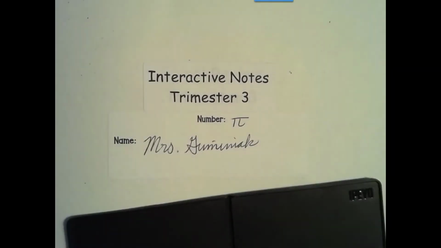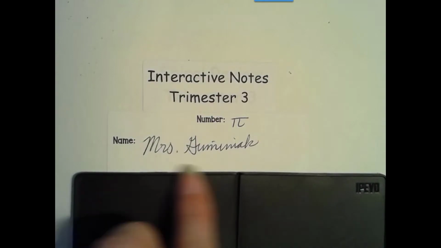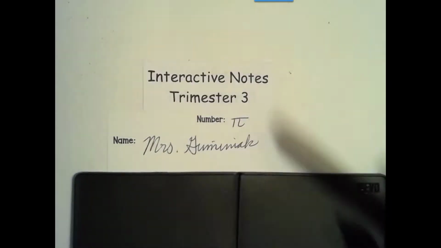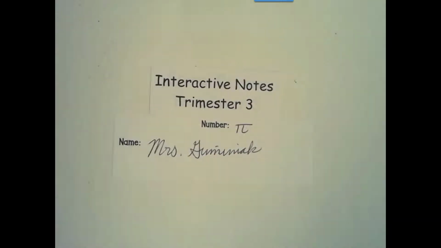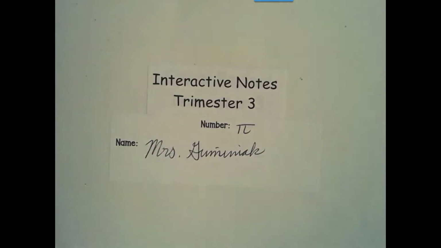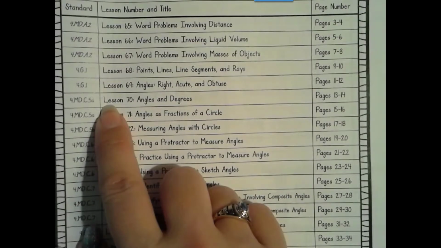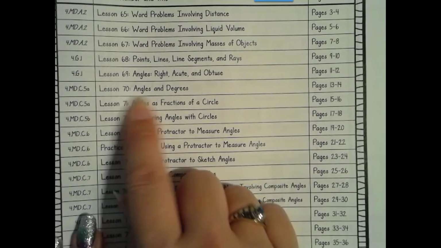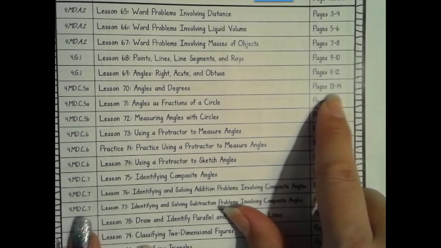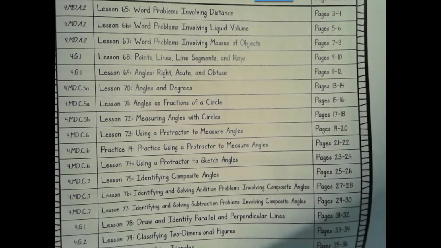You're going to need some kind of straight edge, something that has a side that's straight, and your highlighter. So, Lesson 70, Angles and Degrees, pages 13 and 14.